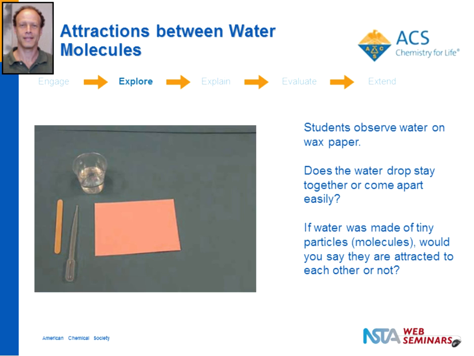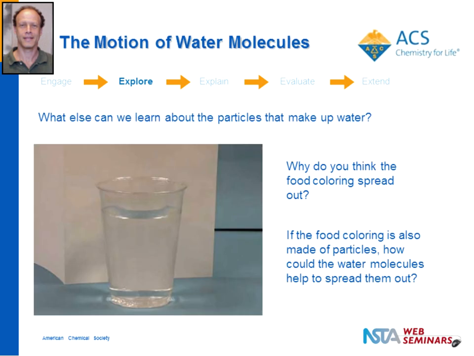it's kind of powerful because it's very obvious that if water is made of particles, we tell kids, let's assume or imagine the water is made of these tiny, tiny, tiny little particles. Would you say they're attracted to each other or not attracted to each other? And based on that simple experiment, the kids naturally say, yeah, they seem like they're attracted to each other. They were hard to get apart, and they came together easily.